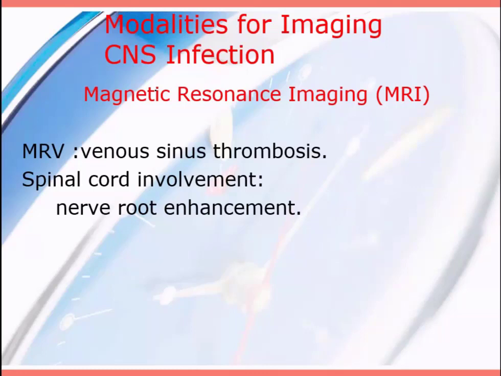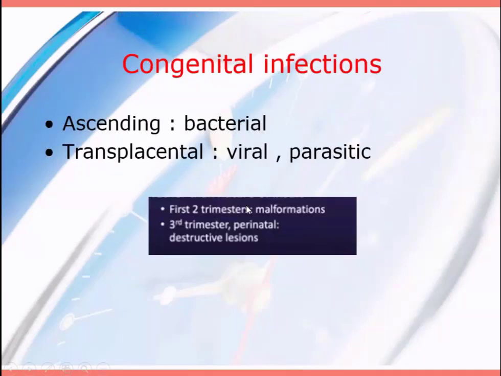Then you can also do magnetic resonance imaging to detect the spinal cord involvement and the nerve root enhancement. We start with the congenital infections because it is the most specific entity of CNS infection in children.